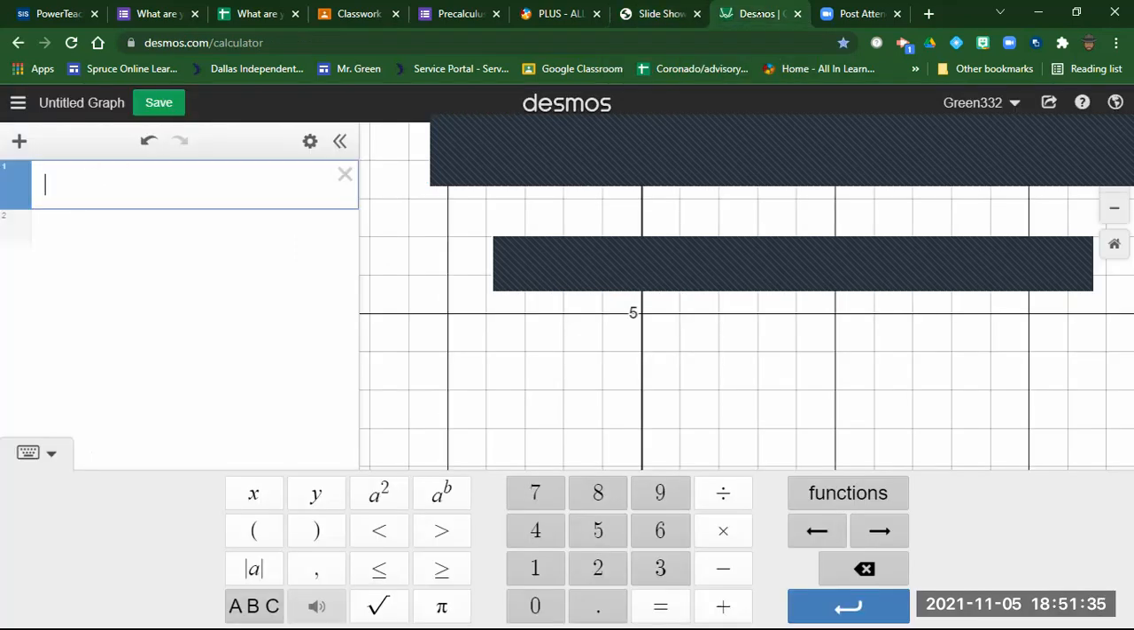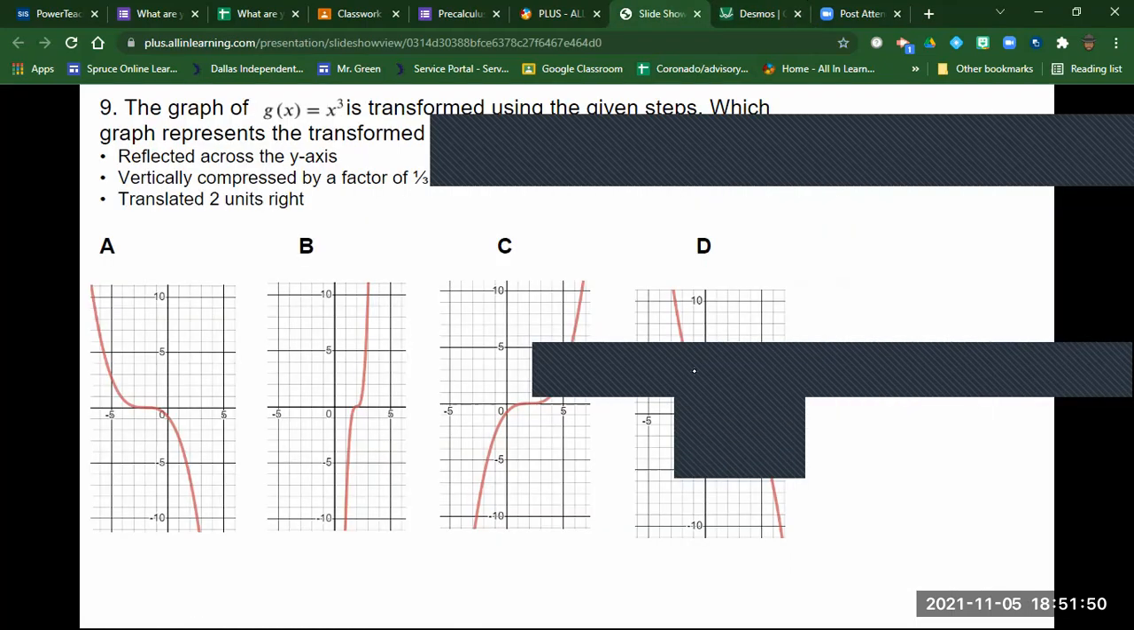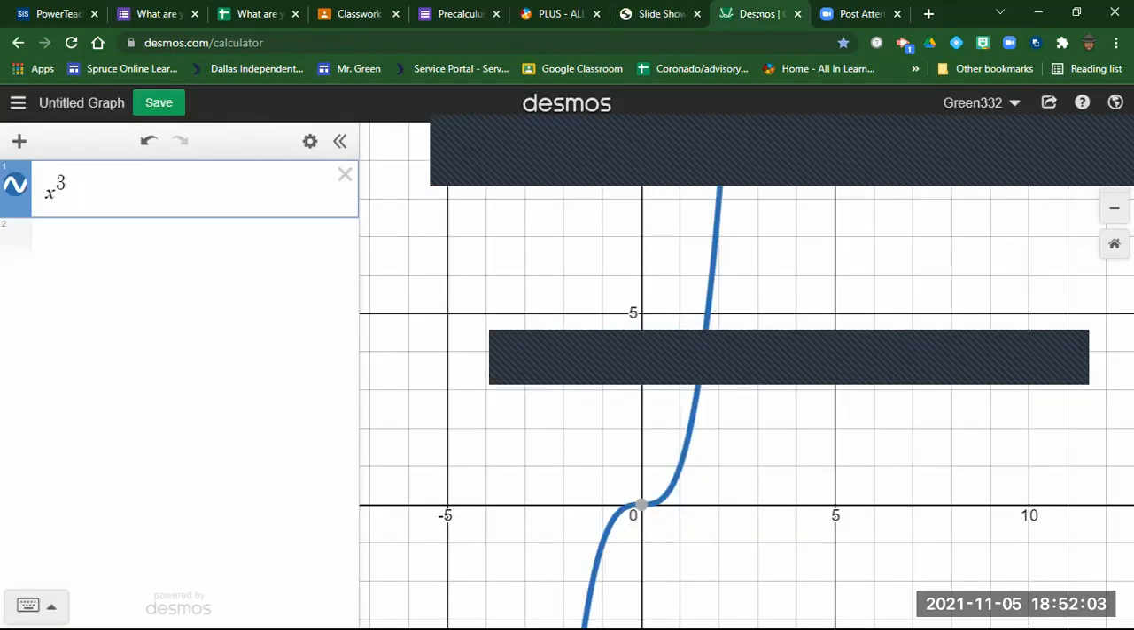But let's go look at x to the power of 3. See what that graph looks like? All right, that's what x to the power of 3 looks like. So if we take that graph and we reflect it across the y-axis, what is that? That means it's going to flip across the y-axis. Keep in mind, it already looks like this. So now it's going to go like that. It's going to flip.